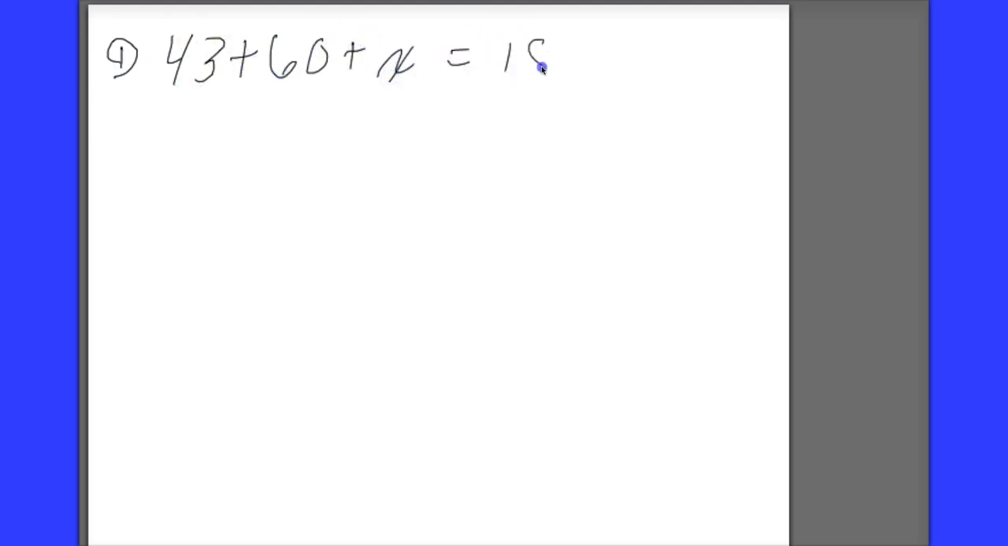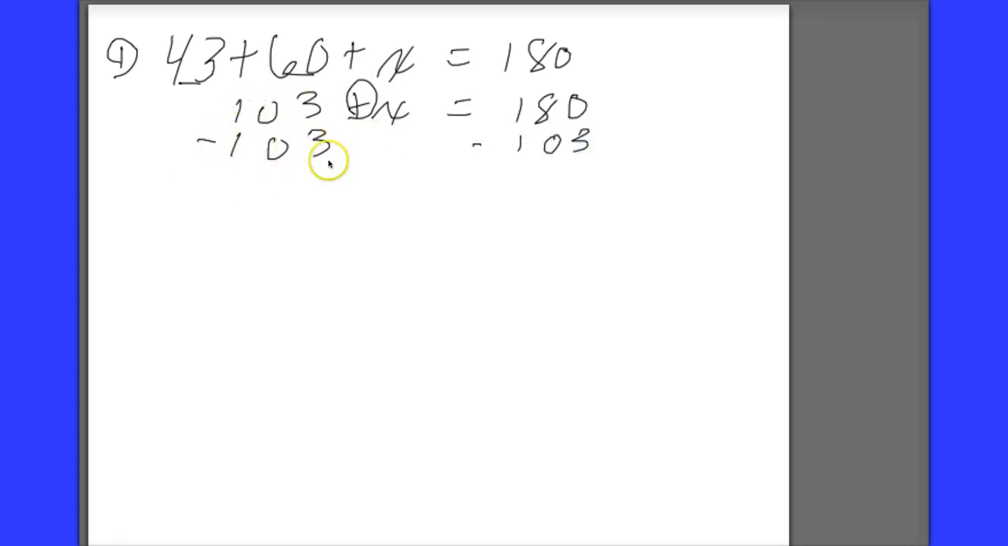Hopefully this is going to work. And number 1, we had 43 plus 60 plus x equals 180 degrees. I'm going to add these 2 terms together. 103 plus x equals 180. Remember, this is an addition equation. You're going to undo addition by subtracting. I'm going to subtract 103 from each side. These are going to cancel out. 103 subtract 103 is 0. And x equals 77 degrees. Good job. Okay, so that's how you solve your first one.